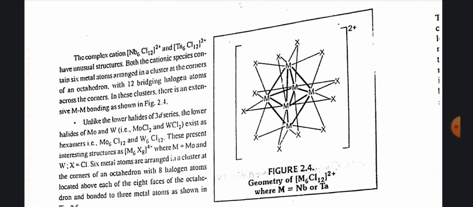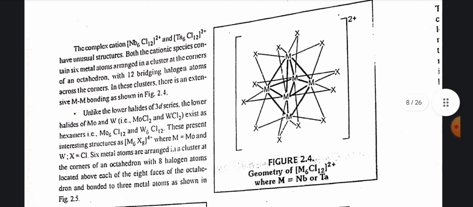Both the cationic species contain six metal atoms arranged in a cluster at the corners of an octahedron with 12 bridging halogen atoms across the edges. In these clusters, there is extensive metal-metal bonding as shown in the figure.